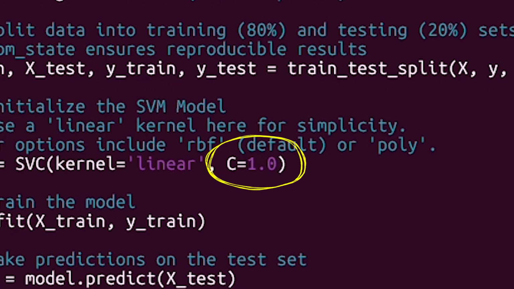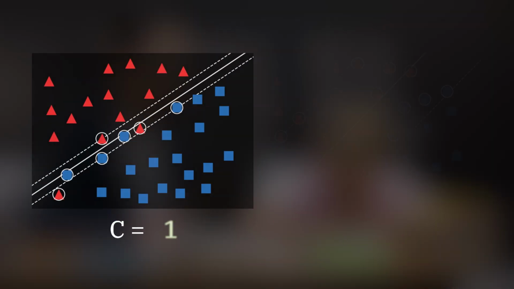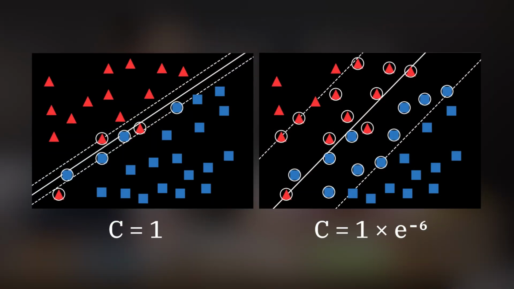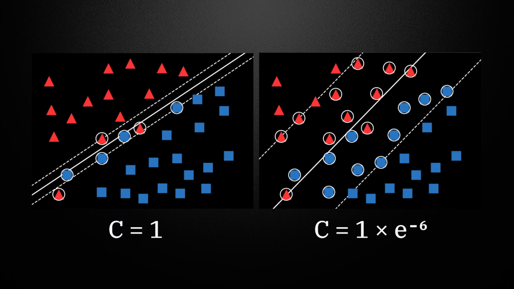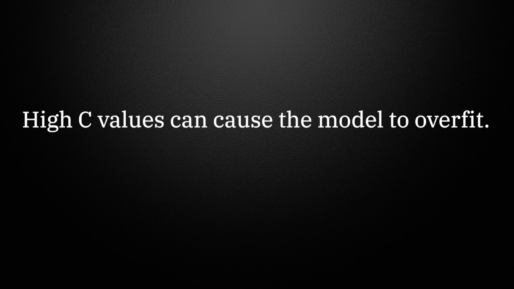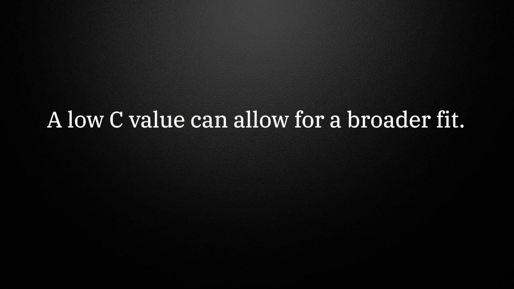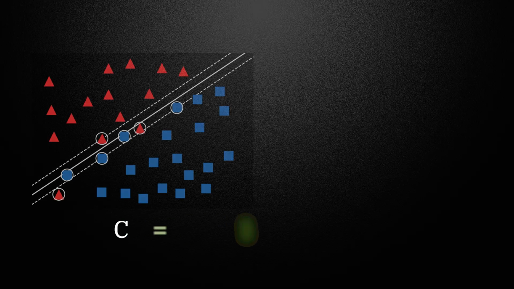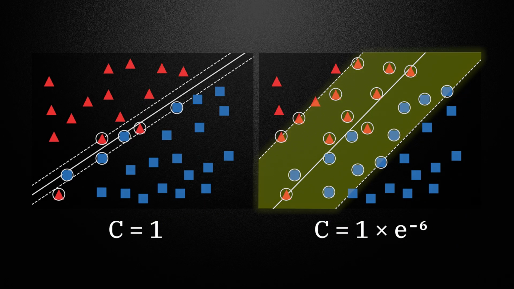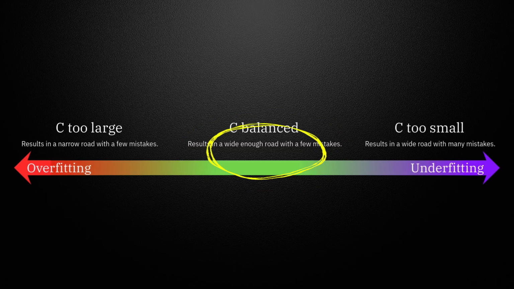When you use SVM in code, you'll see a parameter called C. Think of C as how strict the teacher is. A high C tells the model you must not make a single mistake. The model will create a narrow road to satisfy that. This is often overfitting. A low C tells the model it's okay to miss a few points if it means we get a wider, simpler road. Usually, we prefer a wider road with a few mistakes over a perfect road that's too narrow to be useful.